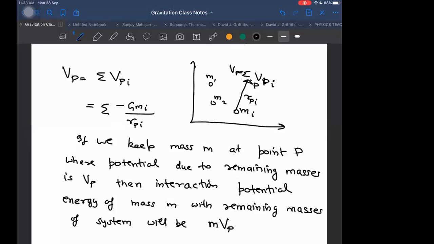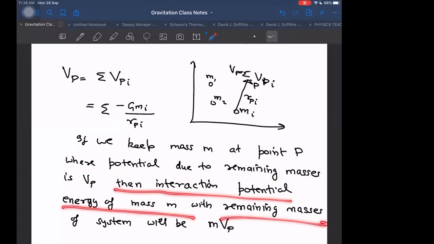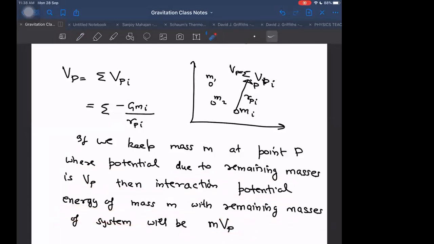Then the interaction potential energy of mass m with the remaining masses of the system will be m into Vp. Yes, that is what I wanted to say. That we can definitely say.